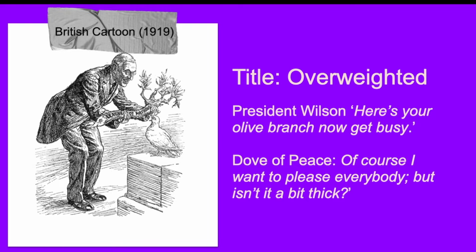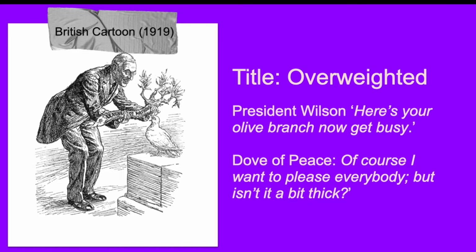So here's the example for you. I saw a cartoon titled Overweighted. It's a British cartoon from 1919. It has President Woodrow Wilson of the US. It has a League of Nations as represented by a big olive branch, and it has the dove of peace. Peace in general in the world. So Wilson says, "Here's your olive branch, now get busy." And the dove says, "Of course, I want to please everybody, but isn't it a bit thick?"